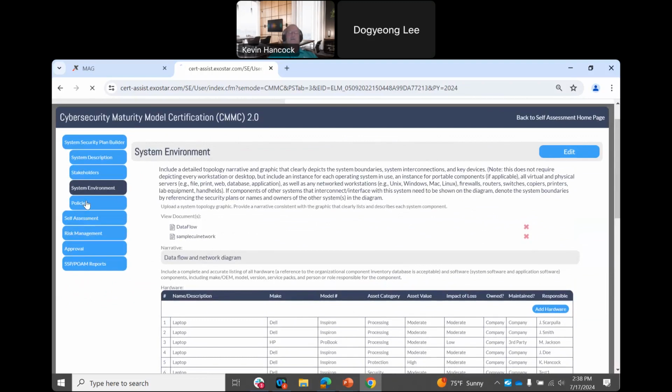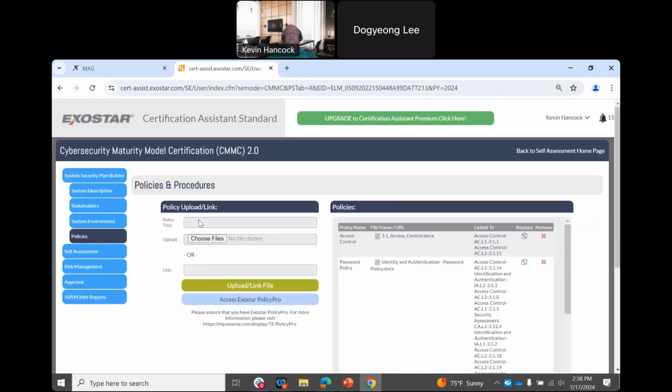And if I'm using Exostar's companion application Policy Pro, or I already have policies created for these things, I'm going to either upload those, though I actually probably wouldn't upload them here. I would link them because policies and procedures will change, they'll be updated, etc. So you'll put them up in your shared directory, or you'll create them in Policy Pro, download them to your shared directory, and then link them here as that policy library.